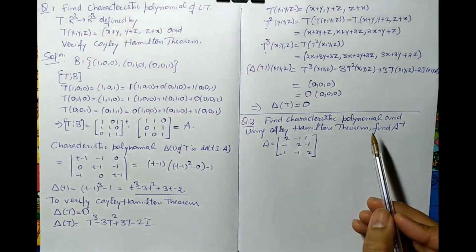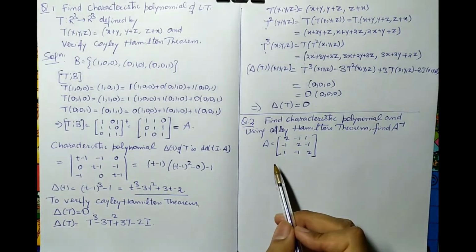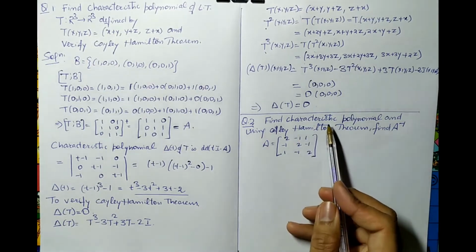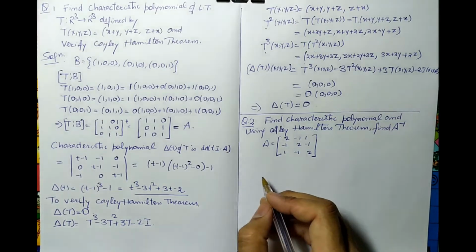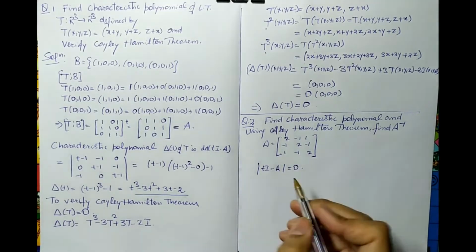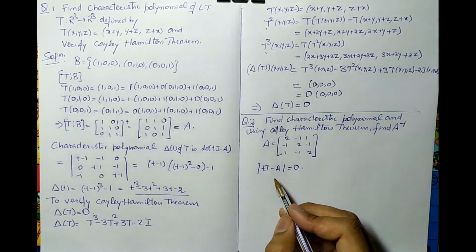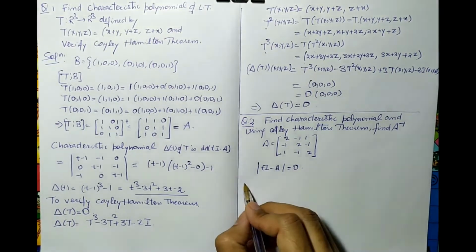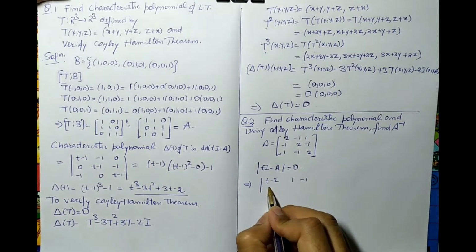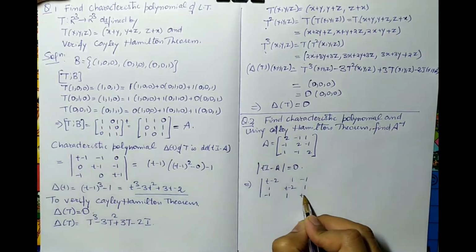Find the characteristic polynomial and, using the Cayley Hamilton theorem, find A inverse. So we are given a matrix. From the matrix, again we will apply the method to find the characteristic polynomial, that is the determinant of tI minus A equal to 0. I is the identity matrix of order 3 cross 3 and A is the given matrix. So putting all the values we get t minus 2, 1, minus 1; 1, t minus 2, 1; minus 1, 1, t minus 2.